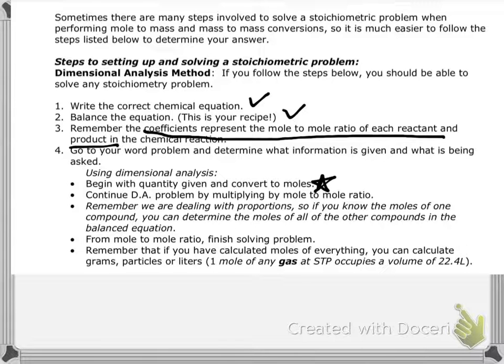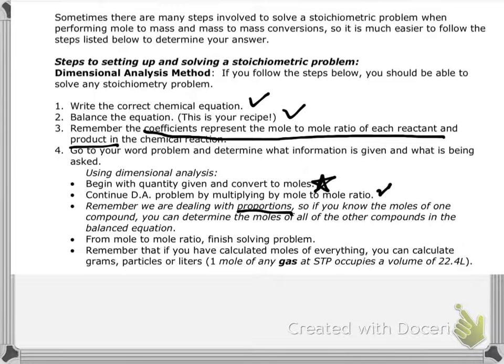And then you're going to continue setting up conversion factors until you end up with the units that you're looking for. Okay? You're definitely going to have to use a mole-to-mole ratio from your balanced equation because that's going to show you that relationship between what you're given and what you're trying to find. And don't ever forget, you're dealing with proportions. Okay, it's ratios. So if you know the moles of anything in that balanced equation, you can find the moles of anything else in that equation, whether it's a reactant or a product.